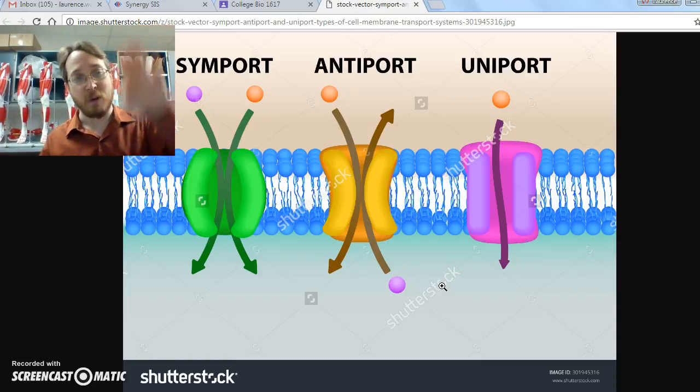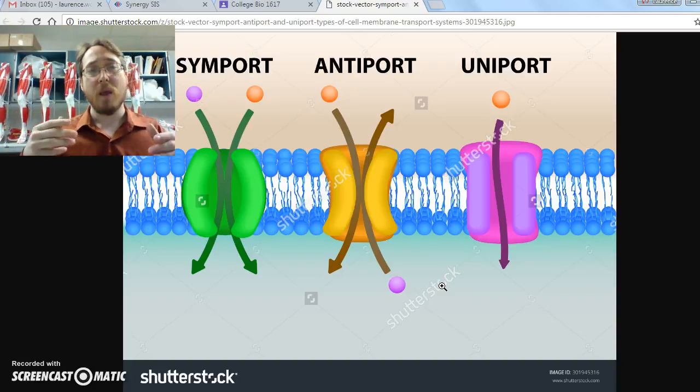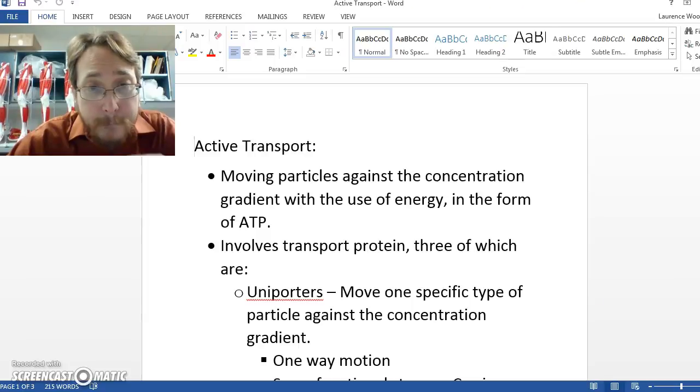So they'll move 3 of particle A and 2 of particle B, and then 3 of particle A and 2 of particle B. And because they're moving in sequence, ATP may be used to move the particle that is moving against the concentration gradient. So let's review.